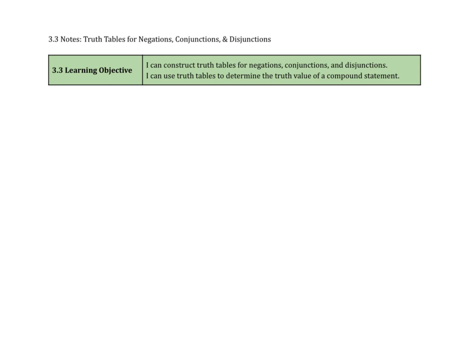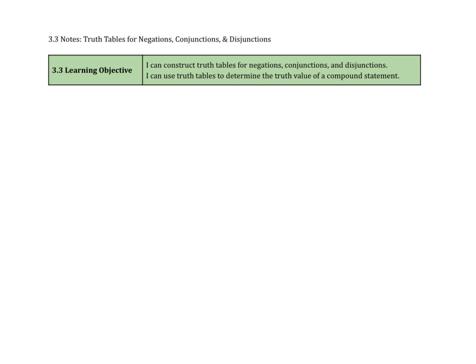In this video, we are going to introduce truth tables. Truth tables are a way to organize all the possible truth values of a compound statement based on whether or not the original simple statements are true or false. Our goal is to construct truth tables for negations, conjunctions, and disjunctions.